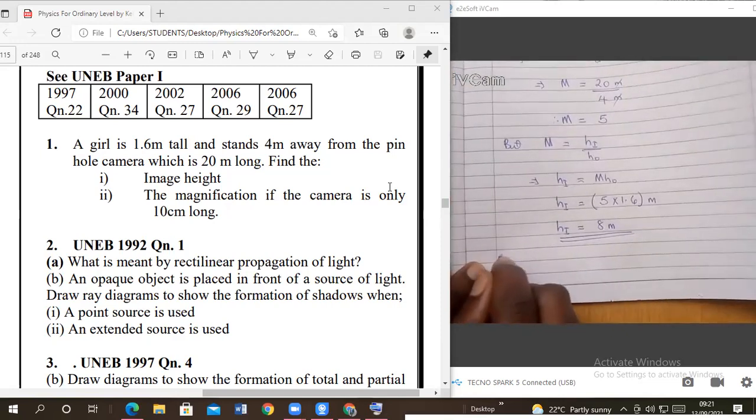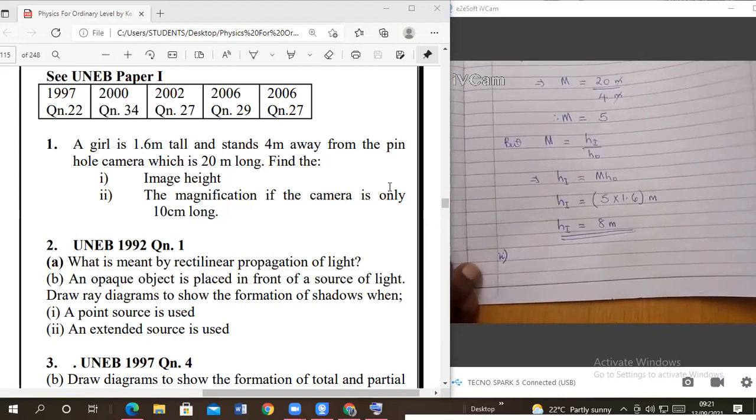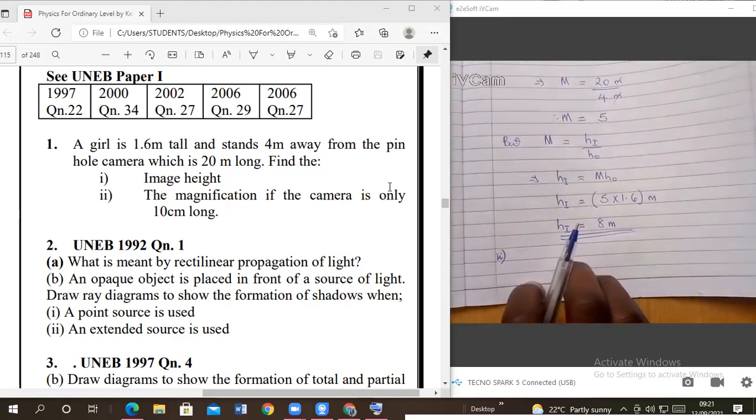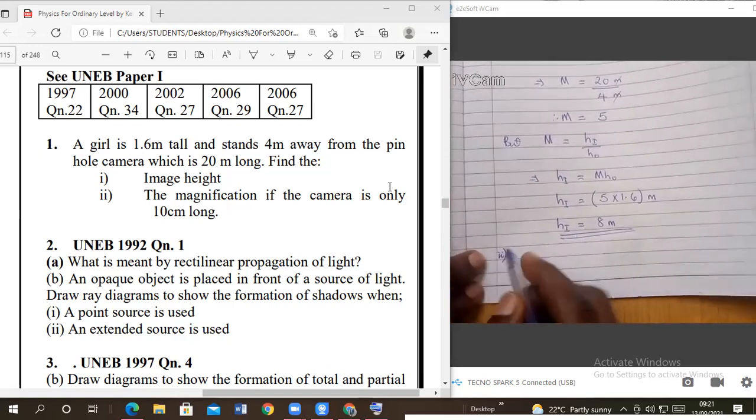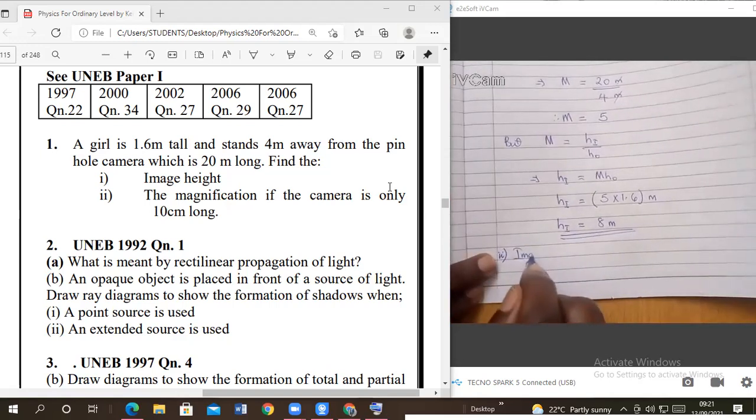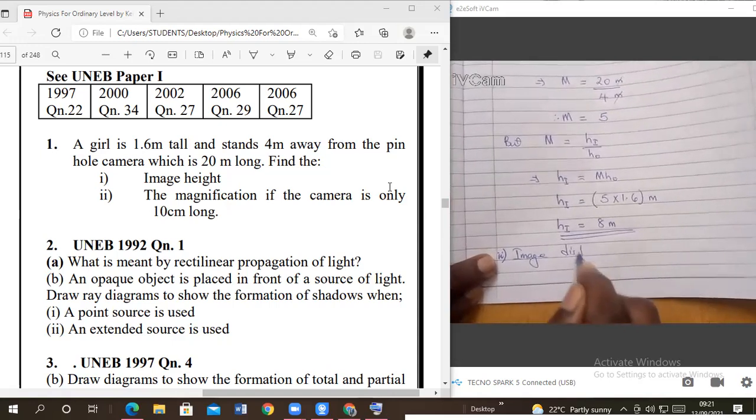Roman 2. In Roman 2, what do they want? They want the magnification if the camera is only 10 centimeter long. What is that centimeter long, remember? That's the image distance. Good.